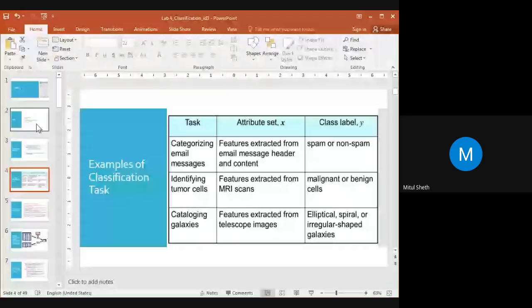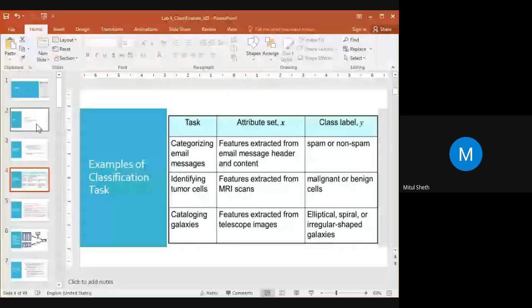Y is your class level, either in yes or no form, or if you have a play or not play type of class levels. It totally depends on your application and your data set. It can be a boolean answer, or it can be more than two values for your class level. It totally depends on your data set.